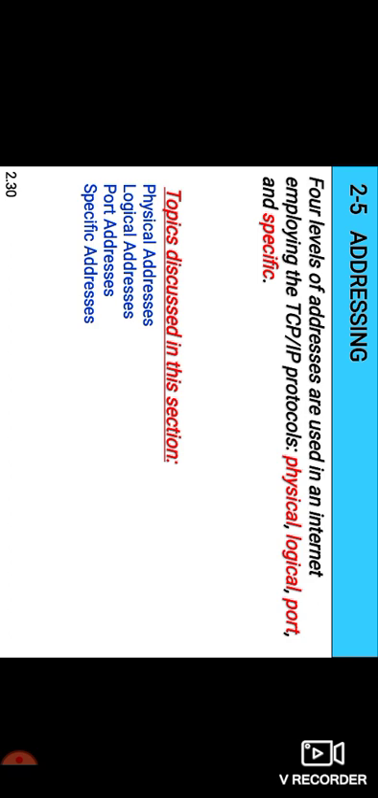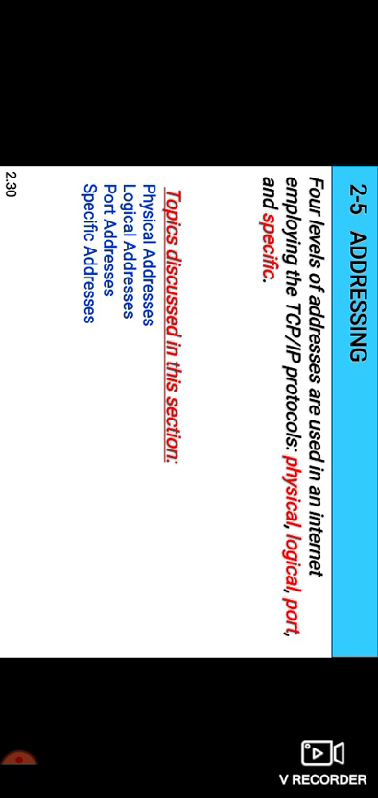Next topic is addressing. In TCP/IP protocols, we are mainly using four levels of addressing. What are they? Physical address, logical address, port address, and specific address. The physical address is also known as the link address, and the logical address is also known as the IP address. Here we are going to discuss what these different address types are.